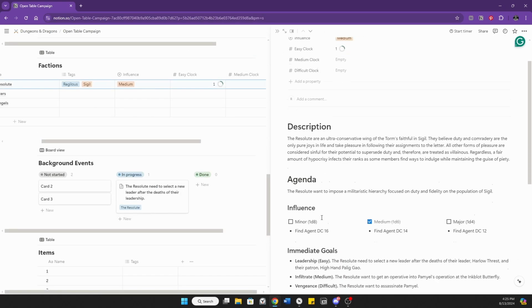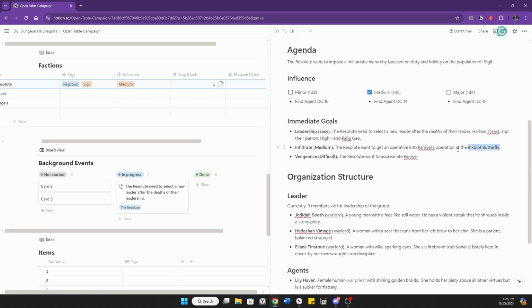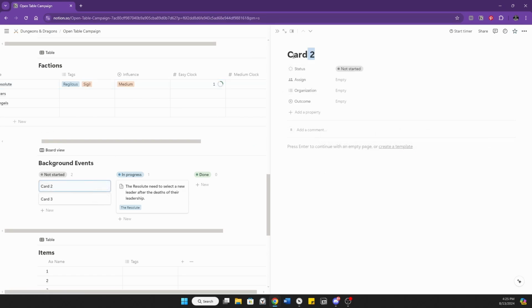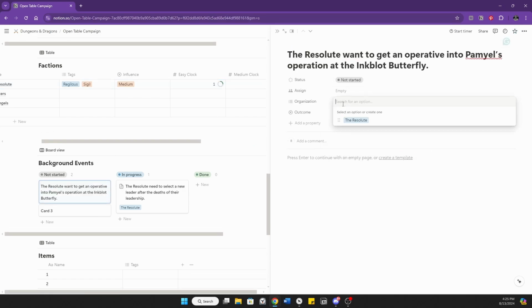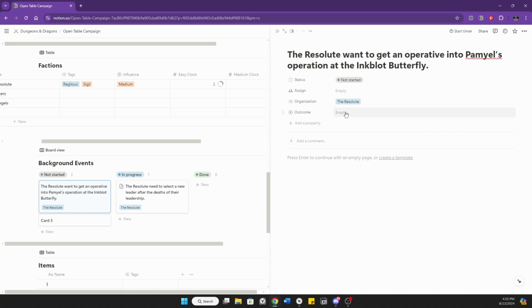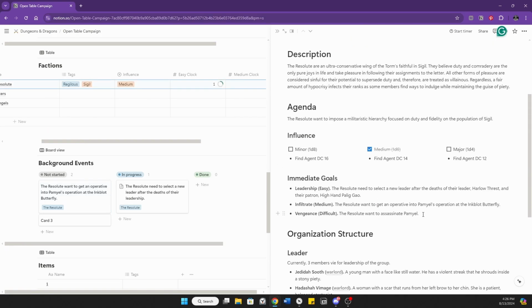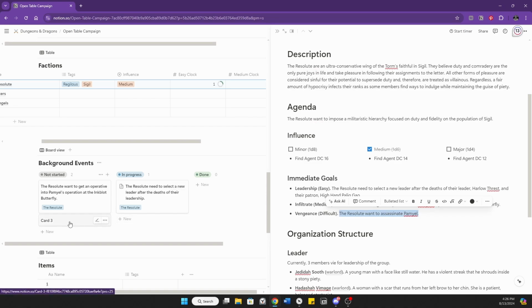And so I'll do that for all of the goals that they have. And we're just doing that for all of these cards. Now, you'll notice that I keep this one as not started because I know it's going to happen, but the Resolute isn't in a place to do that yet. They're still trying to get a leader put in there.